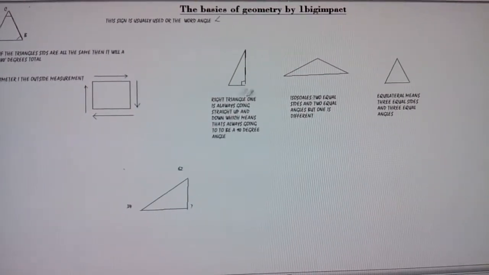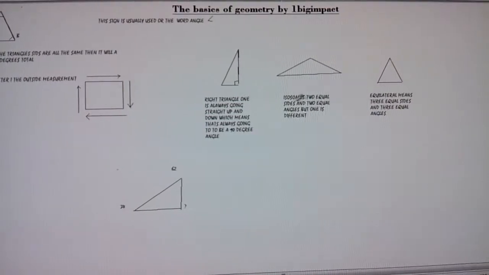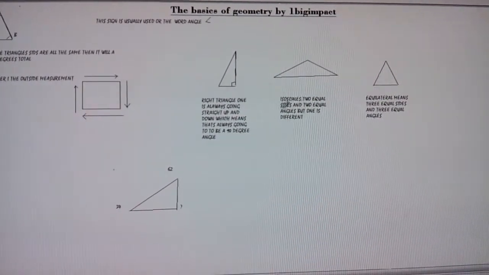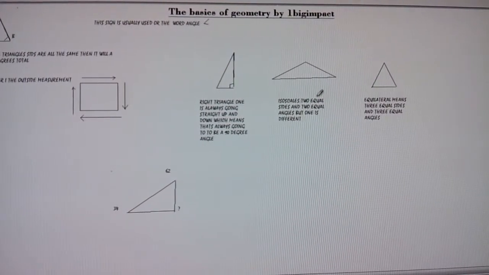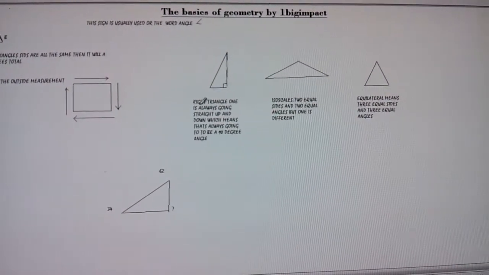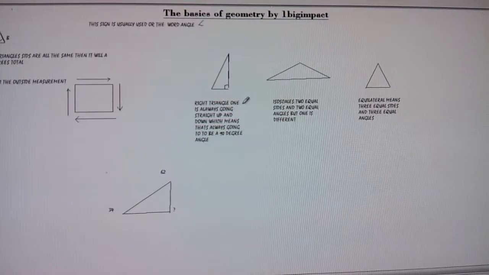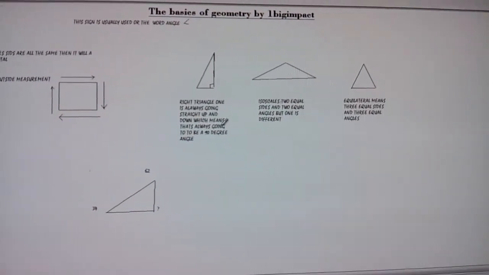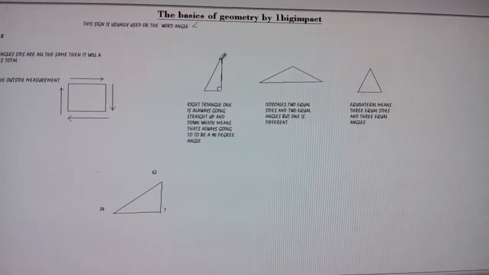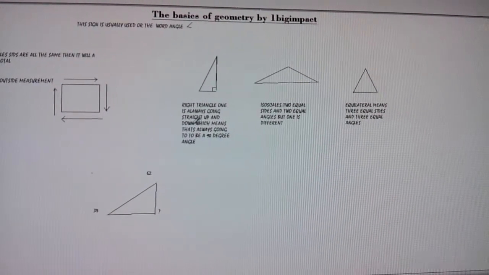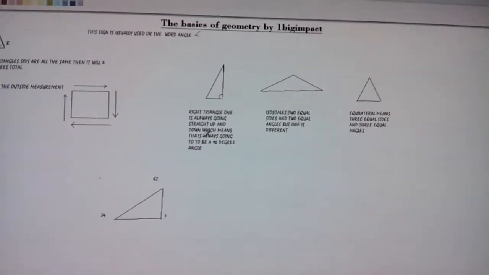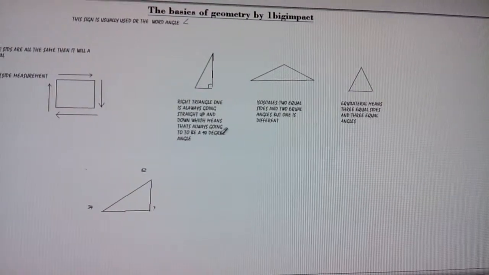And the difference is, on the isosceles you're going to have two equal sides and two equal angles, but one angle and one side is going to be different. The right triangle, one is always going to be straight up and down, which means it's going to be vertical. That's always going to be a 90-degree angle.